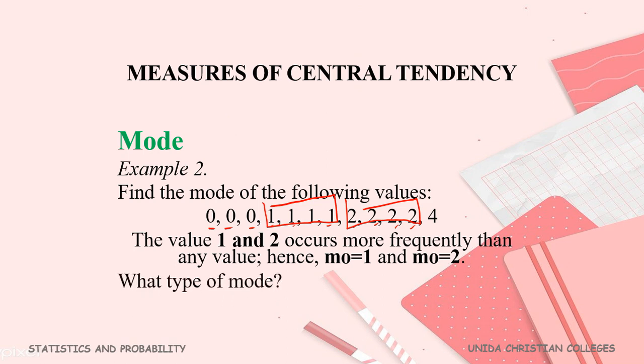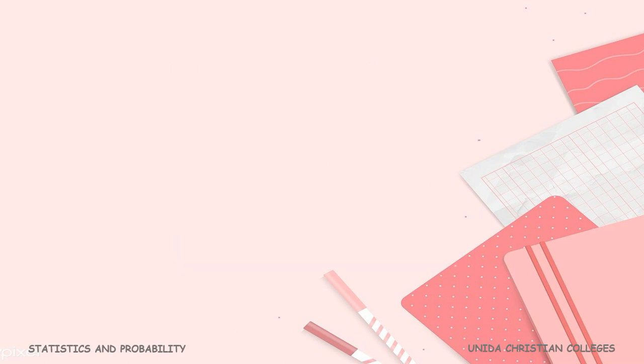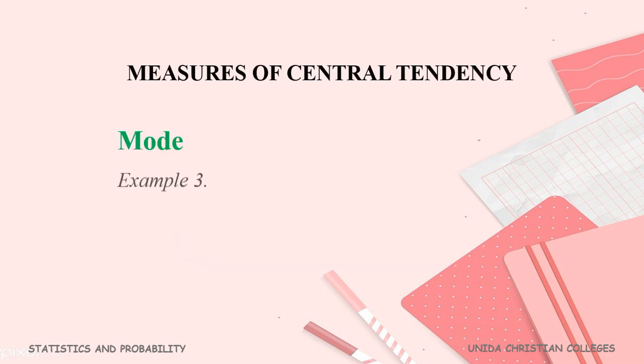Okay, what type of mode? Ilan yung mode na nakuha mo? Si 1, tsaka si 2. O, ilan yung mode na yan? Dalawa. So, meaning, we have bimodal. Okay? And next, another example.